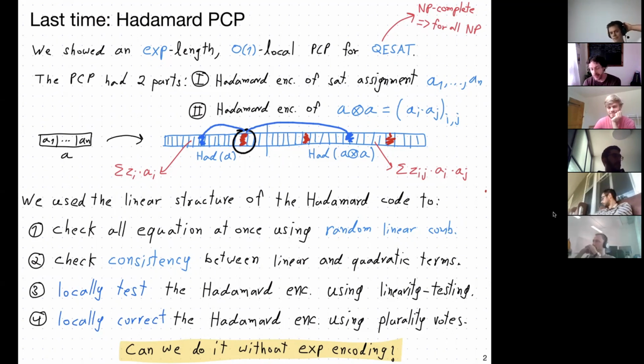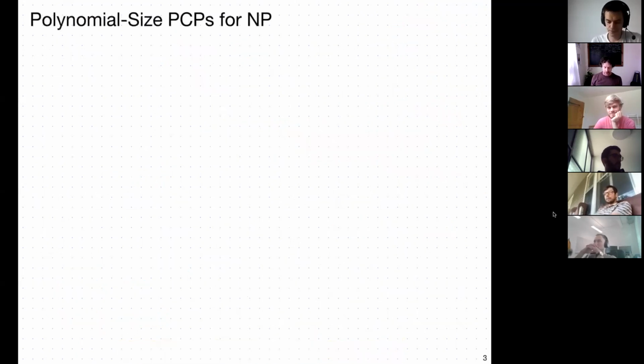So that's the goal, and let's dive right into it. The good thing is that we'll deal with the same problem, quadratic equations, and we'll try to employ roughly the same strategy, only now instead of using the Hadamard code, which is exponential, we'll use the low degree extension code, or the Reed-Muller code, which is much, much, much shorter.